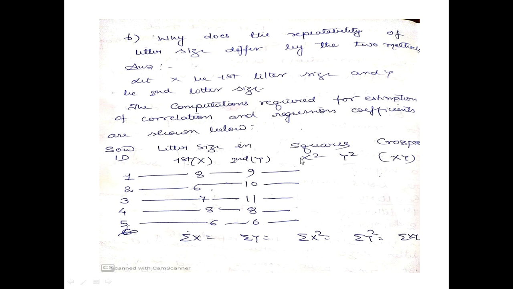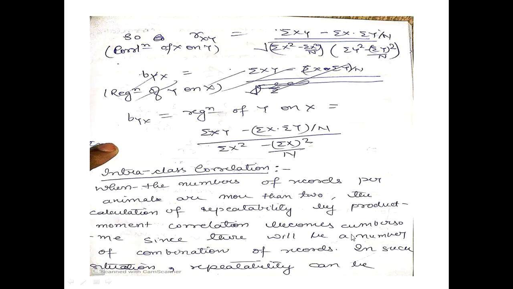This is x square. We will find x square by squaring the first one. We will find y square, the square of the second. The cross multiplication of x and y will give us the xy column. If we go on adding it, we will get summation x, summation y, summation x square, summation y square, summation xy. And you substitute the values. This will give you the repeatability by correlation method. This will give you the repeatability by regression method.